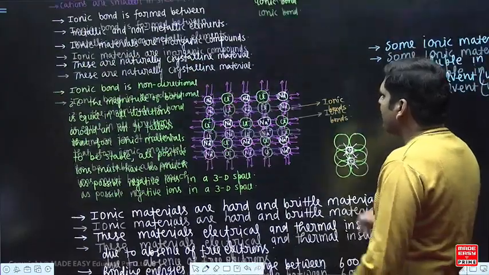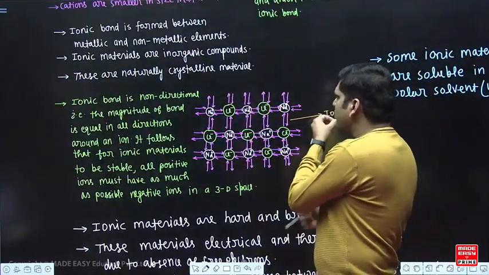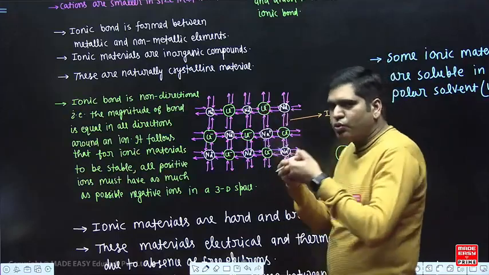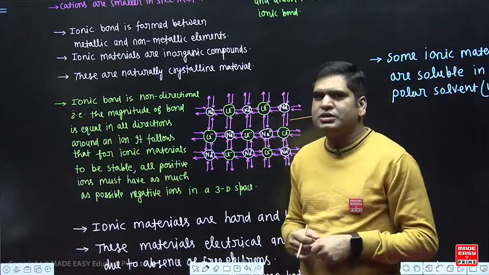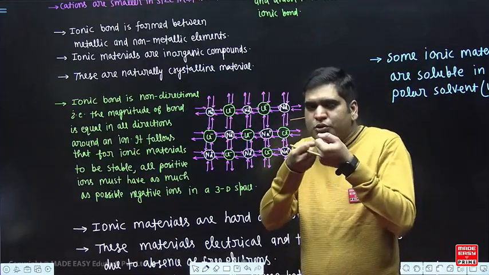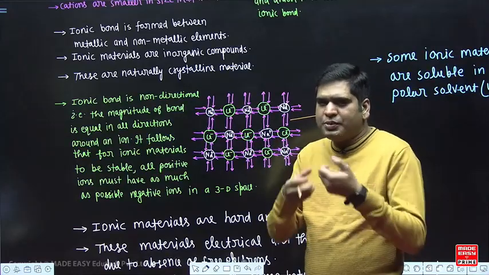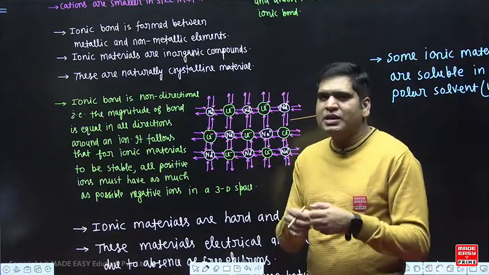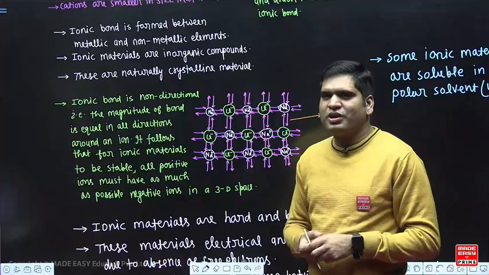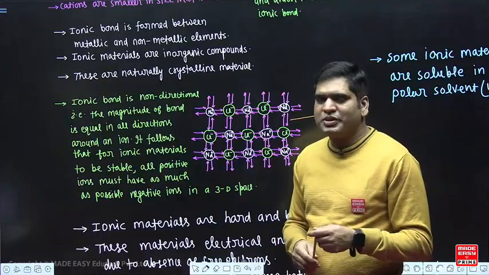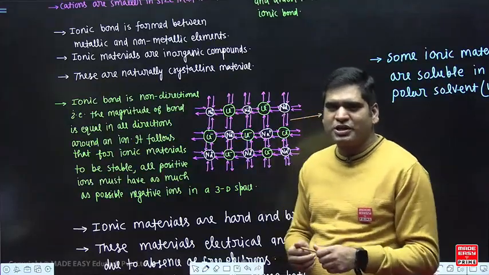Here, if you apply tensile stress, let us suppose you apply tensile stress, these bonds are holding each other very strongly. So it is not possible to dislocate these atoms. And if dislocation is not possible, then ductility cannot come into the picture. And if ductility cannot come into the picture, then lack of ductility is known as brittleness.